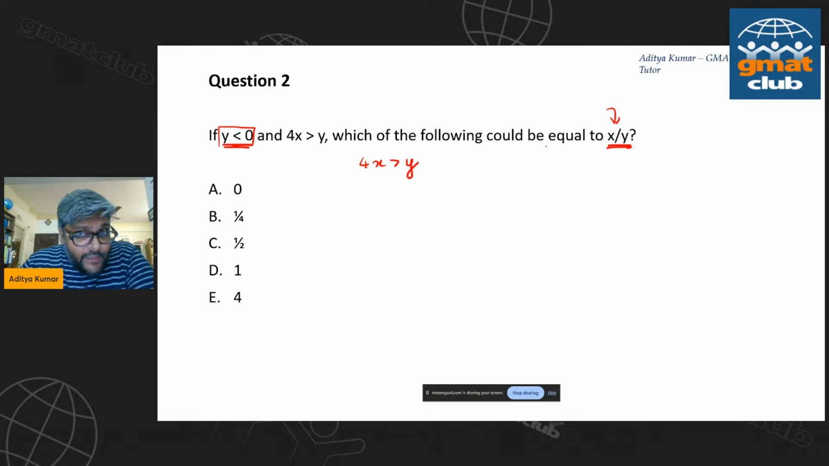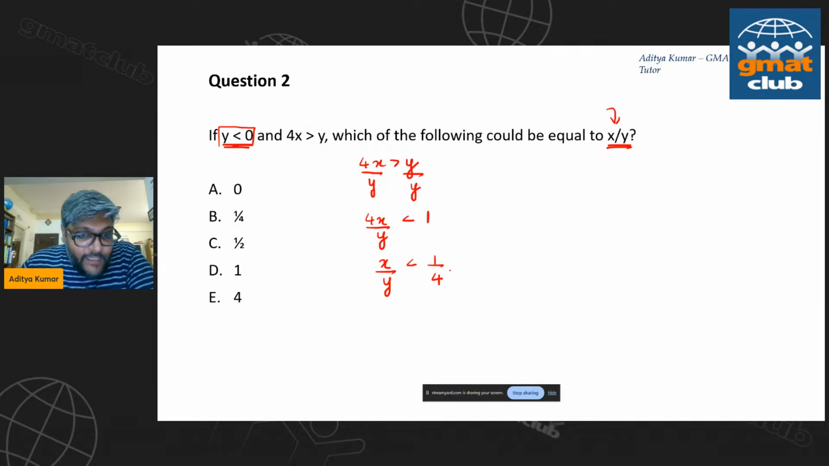Work towards the question. Since I need x by y, and I know y is less than 0, I can divide both sides by y. But since I'm dividing both sides with a negative number, I can flip the inequality sign. So 4x by y is less than 1. I'm flipping the sign. And I can divide both sides by a positive 4. That's not going to change anything for me. So x by y is less than 1 by 4.